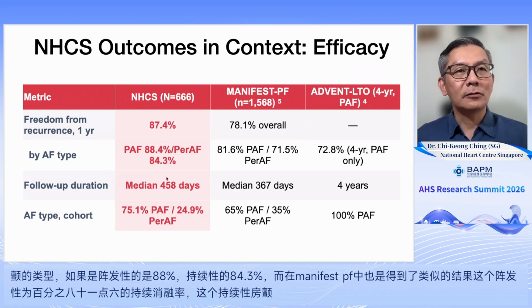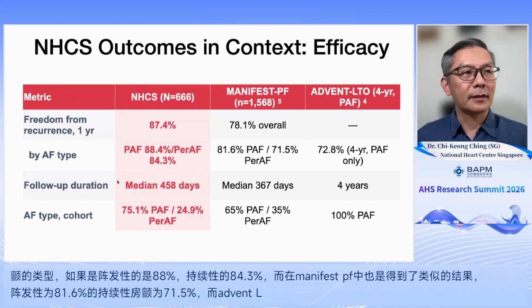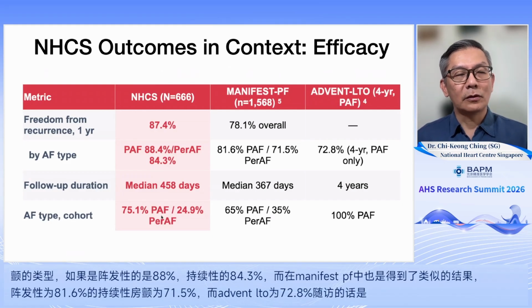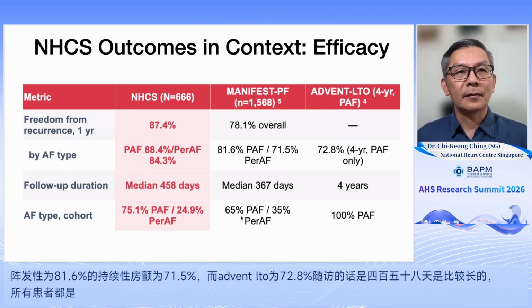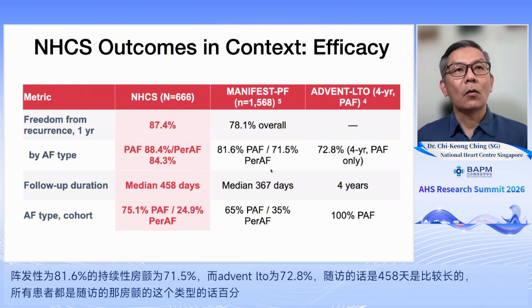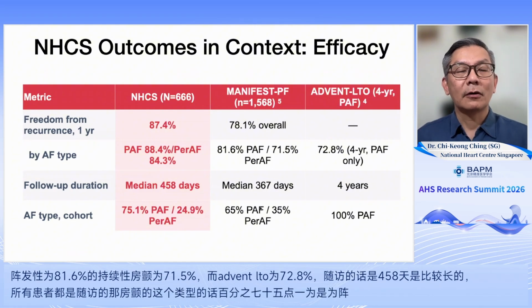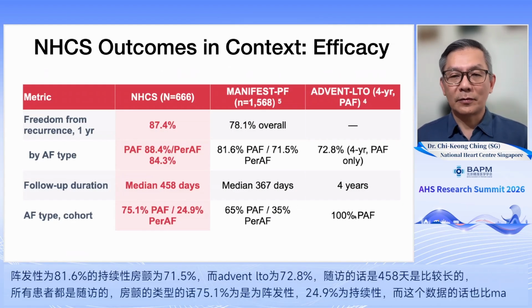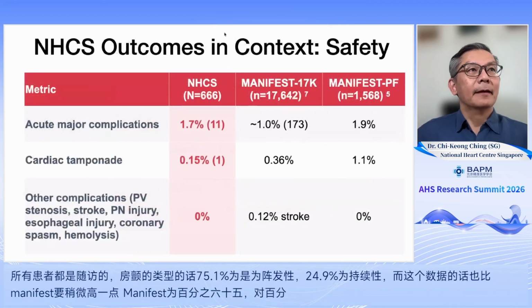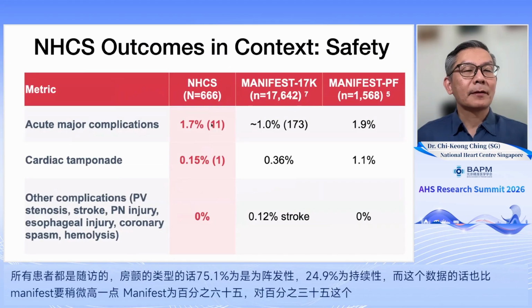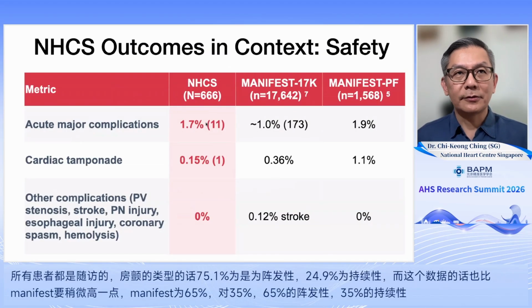The median follow-up is a little longer because we track all our patients. And in the AF type cohort in our group, 3 out of 4 were paroxysmal atrial fibrillation. Only 1 out of 4 had persistent atrial fibrillation. A little higher compared to what is recruited for MANIFEST-PF, and ADVENT is 100% PAF or paroxysmal atrial fibrillation. In terms of safety, we have 1.7% of major complications, and we'll show you the details later on.